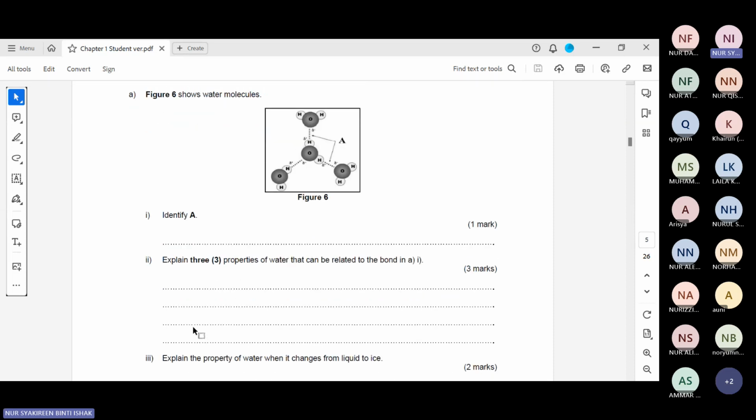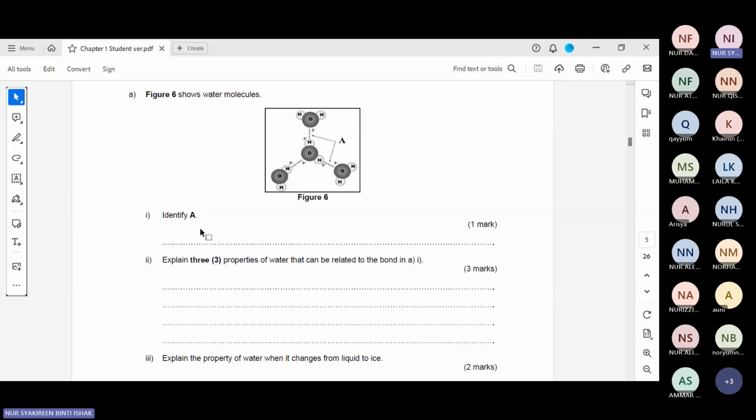Next question: explain 3 properties of water that can be related to the bond in A. Of all the 7 properties of water in your notes, there's a slide showing them. You have to choose 3, and explain how these 3 properties relate to the formation of hydrogen bonds between the water molecules.